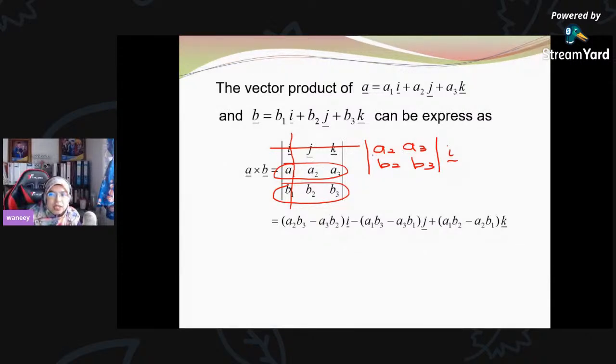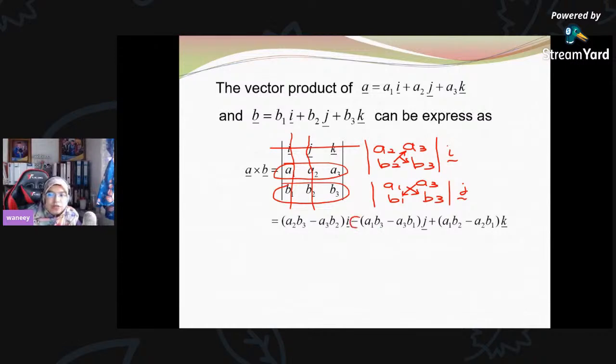So A times D, so it's supposed to be A2, B3 minus B2, A3, and then we're gonna write down I. And then minus, so if we delete the first row and the second column, we are going to get A1, A3, B1, B3. So this is for the J. And then again, AD minus BC. So A1, B3 minus A3, B1.